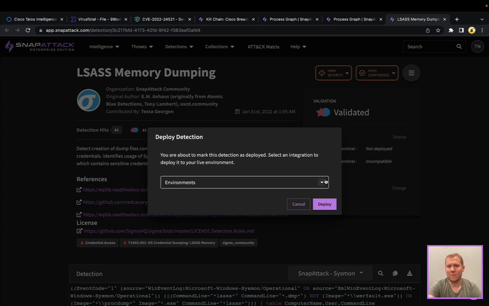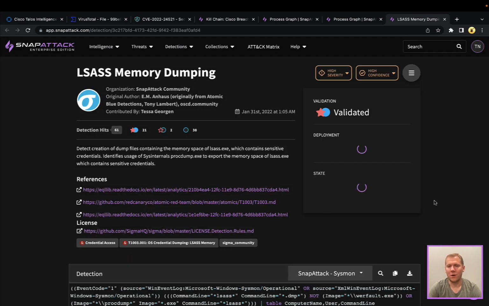So we've got a configured integration right now for Microsoft Sentinel. This is targeting Sysmon data that we have there. So I can one click deploy that to my integration, and then this will send that off. So super easy to manage these analytics.